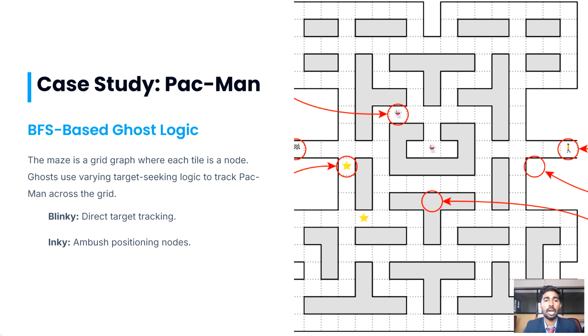Now we are going to look at a case study of Pac-Man. In the game Pac-Man, the maze can be seen as a graph. Each path is connected like a network. The ghost uses pathfinding logic to chase Pac-Man inside the maze.